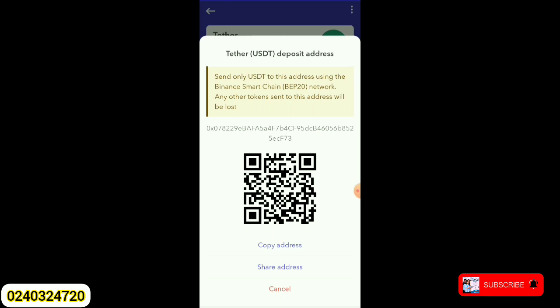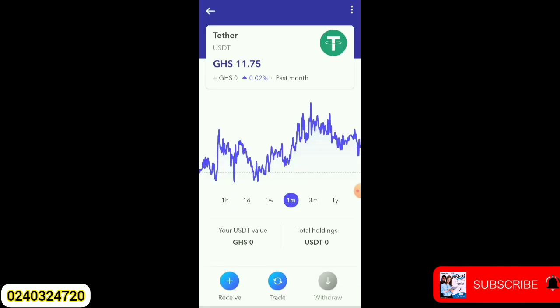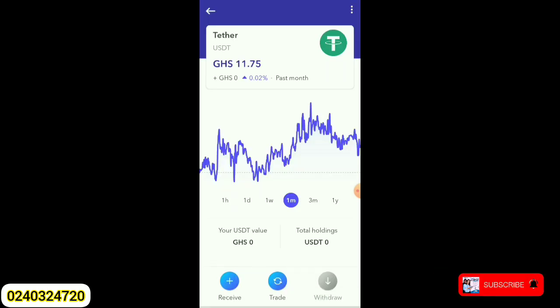So if I copy this address and go straight to my Binance account, I can't use TRC20 to send money to that address, unless I use BEP20 to do it, or it will not work. So if I copy this and place it there, then I will send the money to this account. You see your USDT value here and the total holding. The total holding is the amount you have. Let's say I have transferred $100 in USDT. They will convert the USDT into Ghana cedis for you to know.